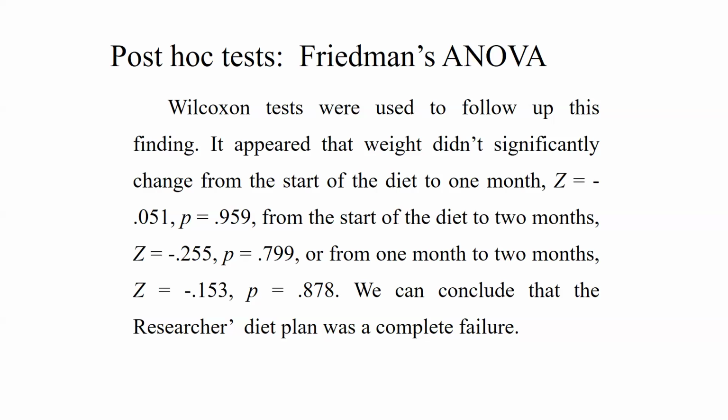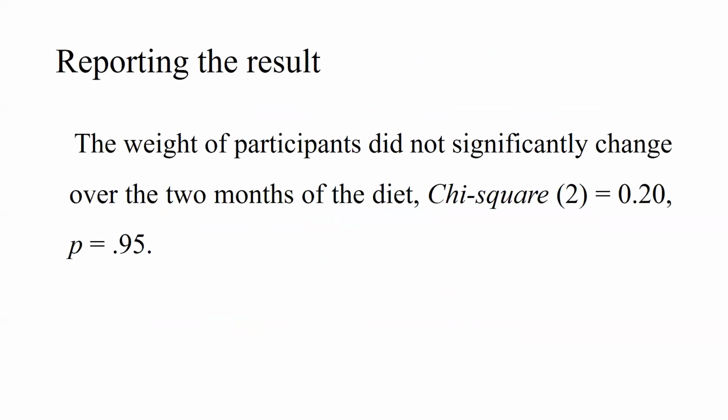Now you can write the results. The weight of participants did not significantly change over the 2 months of the diet, because the chi-square test value is 0.20 and the p-value 0.95. Next case study is related to the chi-square test. In the chi-square test, both the data are categorical.